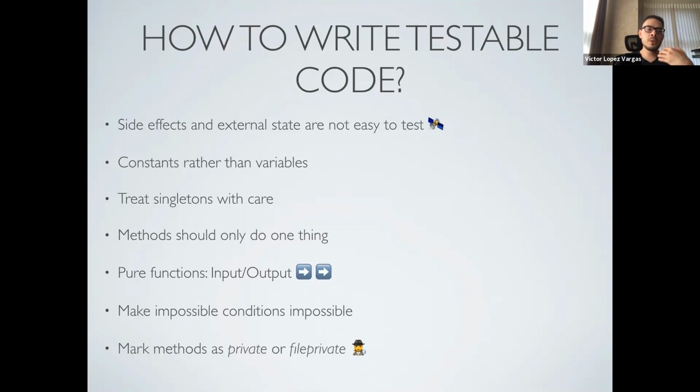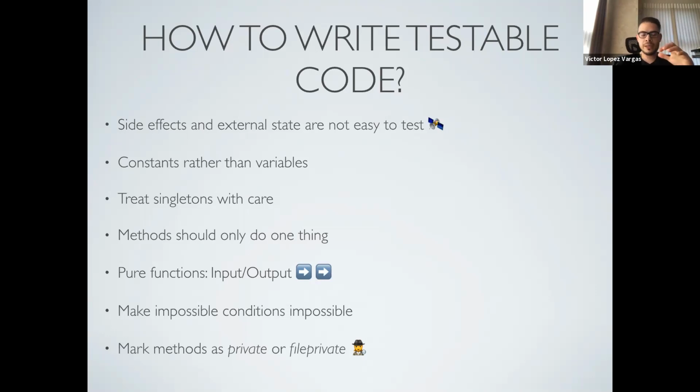Another recommendation is to use constants rather than variables because mutation is hard to track. Also treat singletons with care. If mutation in your objects is hard to track, imagine mutating a shared object used by who knows how many users. Another recommendation is to have methods only doing one thing.